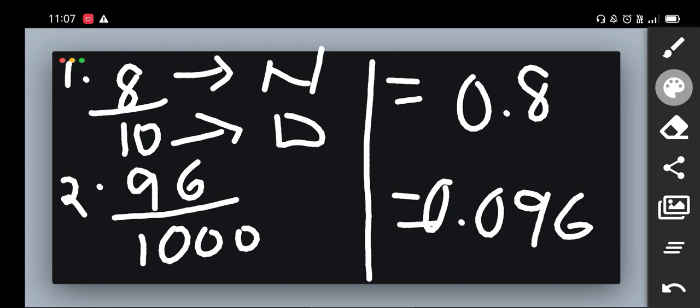0.096. Because see, 3 numbers over here, also 3 numbers. So done. Now more 2 questions.